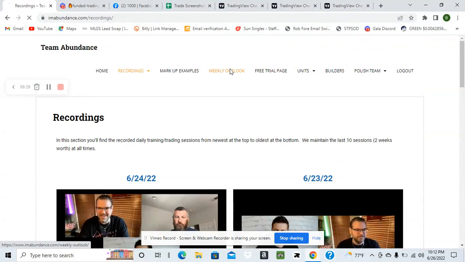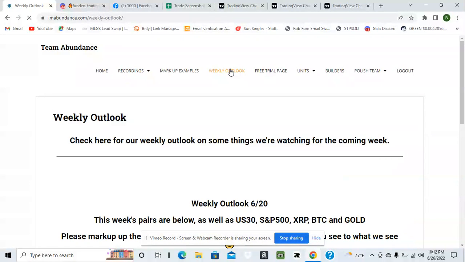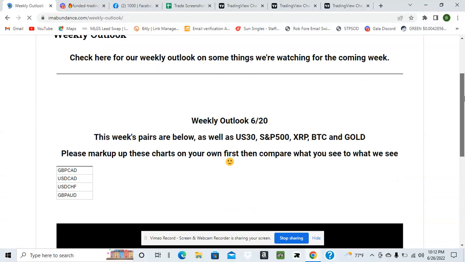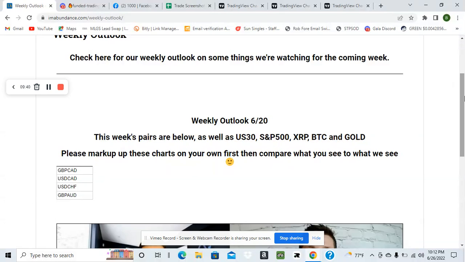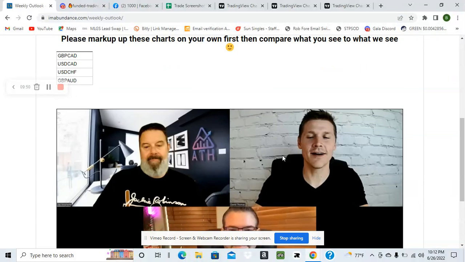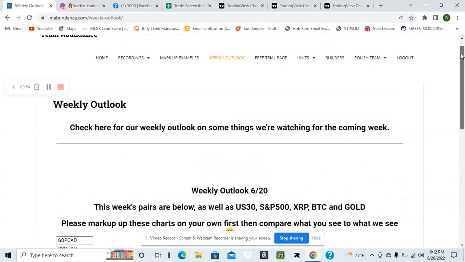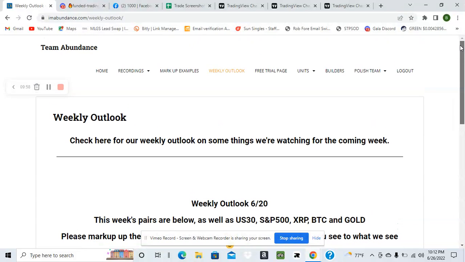We also have the weekly outlook. Every Monday, this pops up where the six-figure traders go over their charts, and what they do is they give you the pairs right here, and you go back and mark up the charts, and come back and watch the video and see if your charts look like their charts. It's all set up for you to succeed.